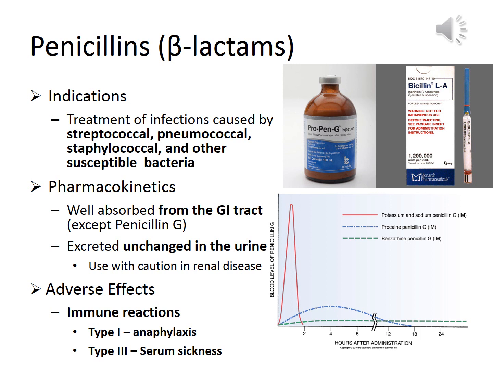So this would be an IM injection of the three different types of penicillin G. There's potassium and sodium penicillin G, so the penicillin salts. There's procaine penicillin G, and then there's the benzathine penicillin G. And so the red line, notice how it peaks up very quickly within an hour. We have a very high concentration in the blood, but then it's diminished very quickly as well. It's almost gone by 2 hours.